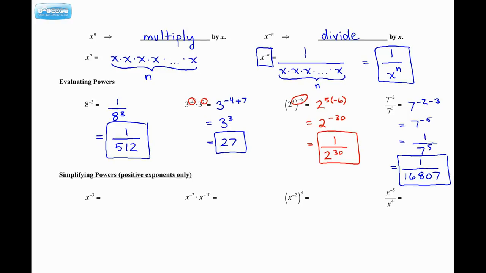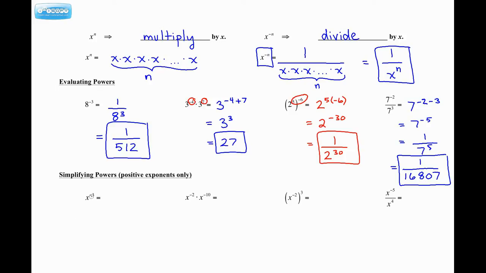Simplifying powers, positive exponents only. So these examples down here, the base is x, which is just a number. So we'll leave it as x. We don't know what it is. All we're going to do is simplify these as best we can, and we're going to make sure that our answer contains no negative exponents. So we want positive exponents only.